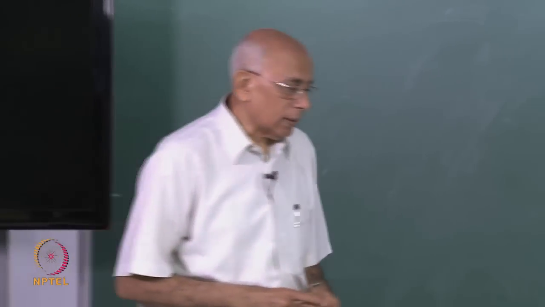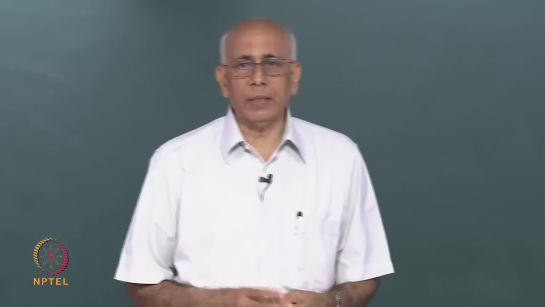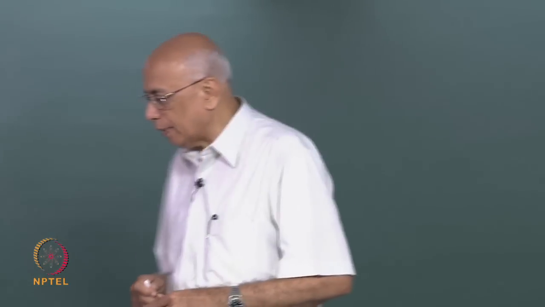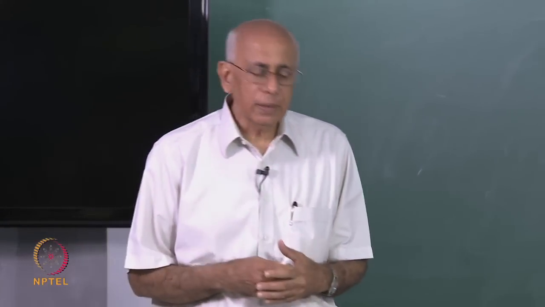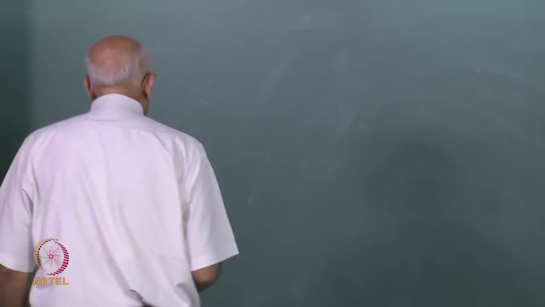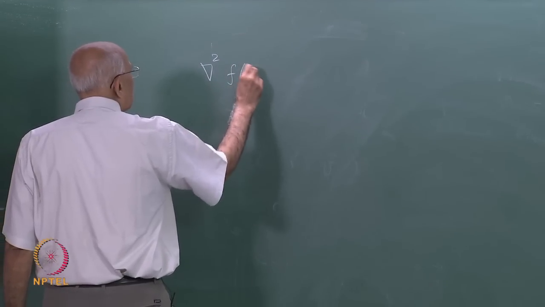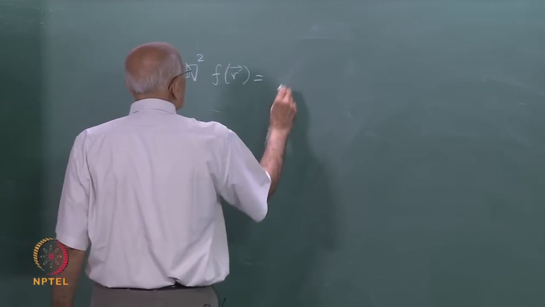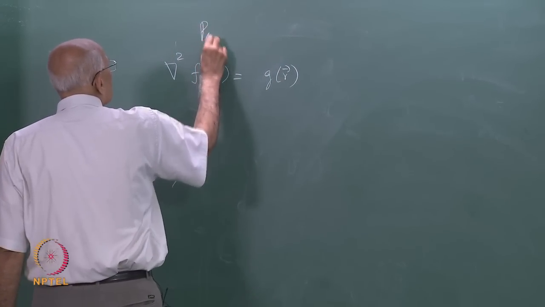So we will start today with a slightly new topic, which is the first of the partial differential equations of physics, the famous partial differential equations of traditional physics, and this is Laplace's equation, and of course if you have a term on the right hand side it is Poisson's equation. So the equation we have in mind is of the form del squared of some function of r equal to some other given function of r. Okay. This is Poisson's equation.